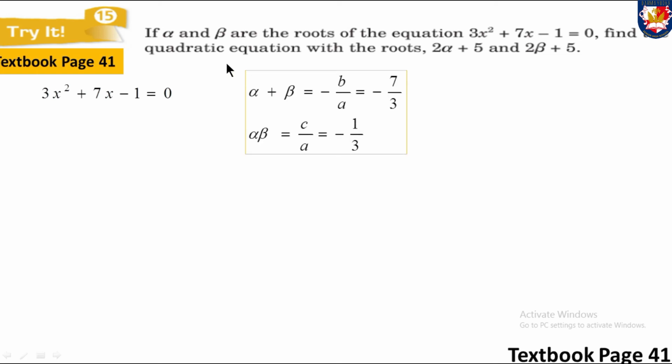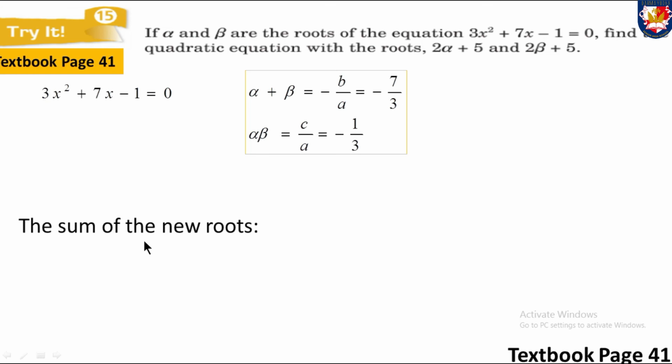So the sum of the roots of this equation is negative b per a. From this equation we know that b equals 7 and a equals 3. So the sum of the roots, alpha plus beta, equals negative 7 per 3. For the product of the roots, alpha times beta, the formula is c per a. We know that c equals negative 1 and a equals 3. So alpha times beta equals negative 1 per 3.